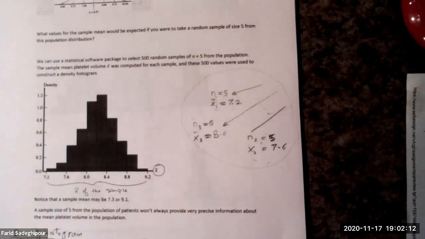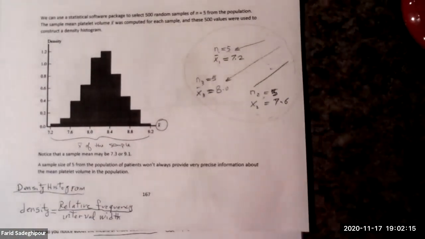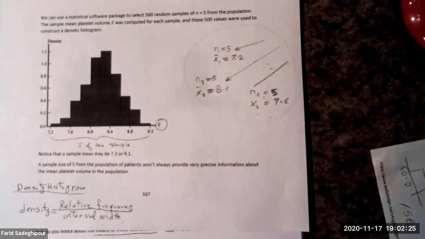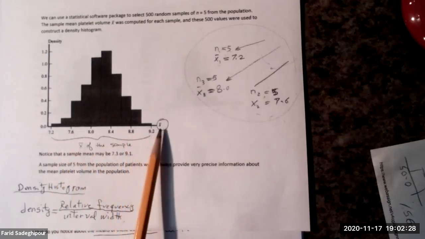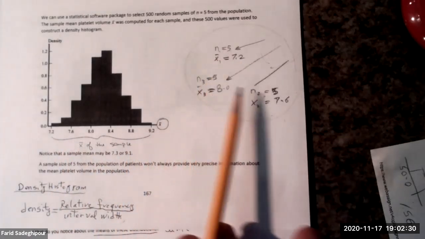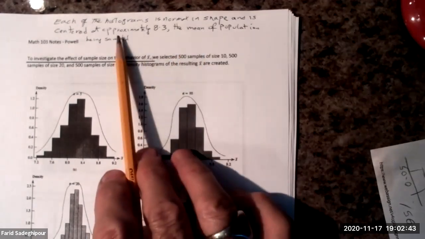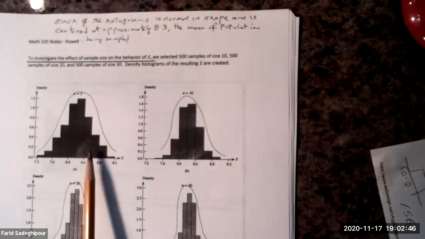And the vertical axis is the density. What is density? This is a density histogram. Density is relative frequency divided by interval width. That would be the vertical columns, and the horizontal axis is the sample mean that we calculate for each sample. Here, each of the histograms is normal in shape and is centered at approximately 8.3. So they all have a mean of 8.3.